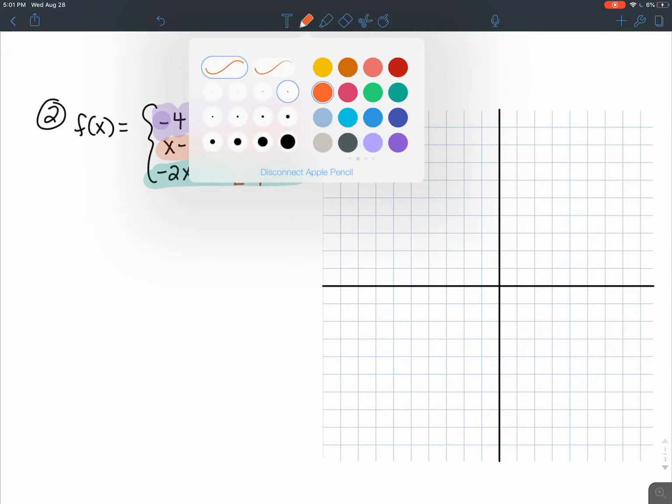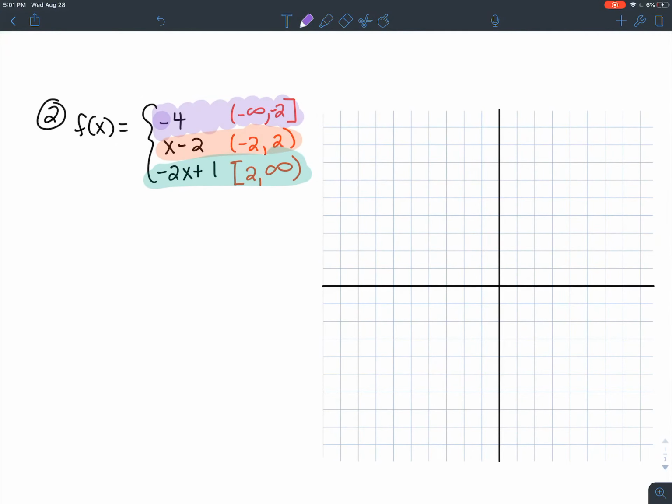All right, so make a table. This one is y equals negative 4. In my table, I'm going to go from negative numbers, and I'm going to stop at negative 2. Since I know what this is, I'm going to pick negative 4, negative 3, negative 2. I don't need very many numbers because it is a horizontal line.